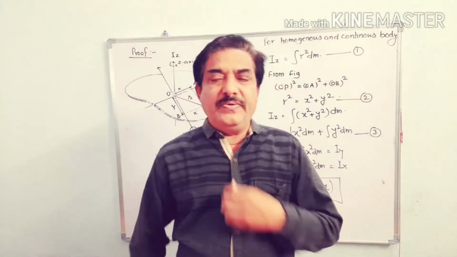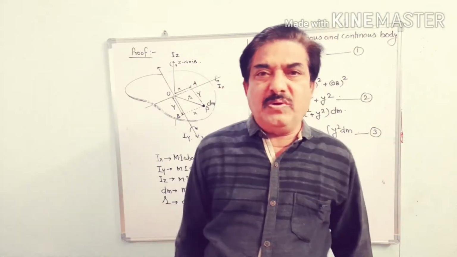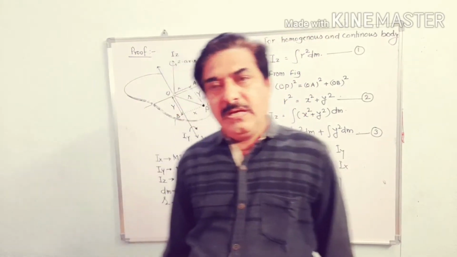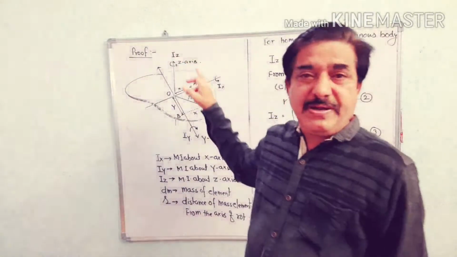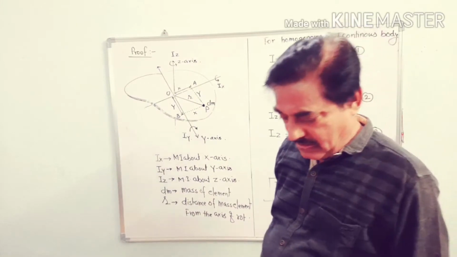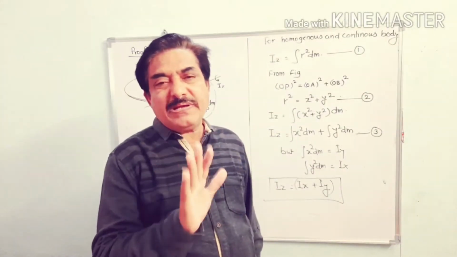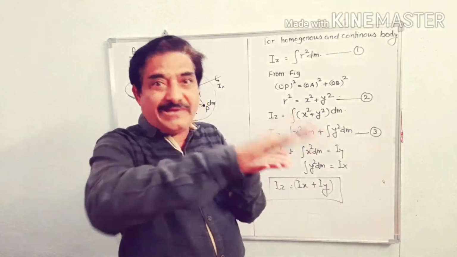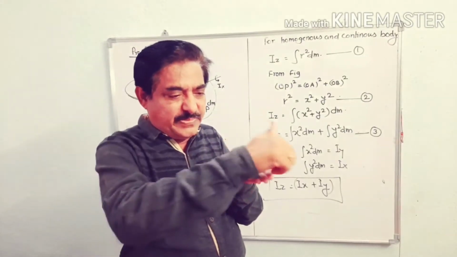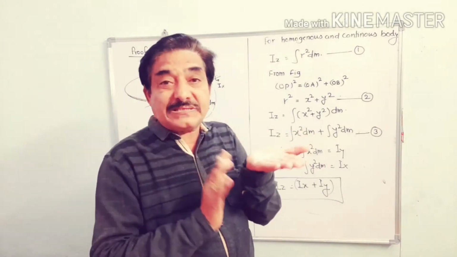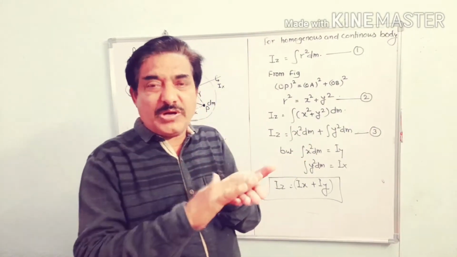Today, we will see the remaining part of perpendicular axis theorem. That is the proof of perpendicular axis theorem. Perpendicular axis theorem is applicable for two-dimensional bodies, the bodies which are flat, which have length, breadth, but negligible thickness. That is the laminar bodies.